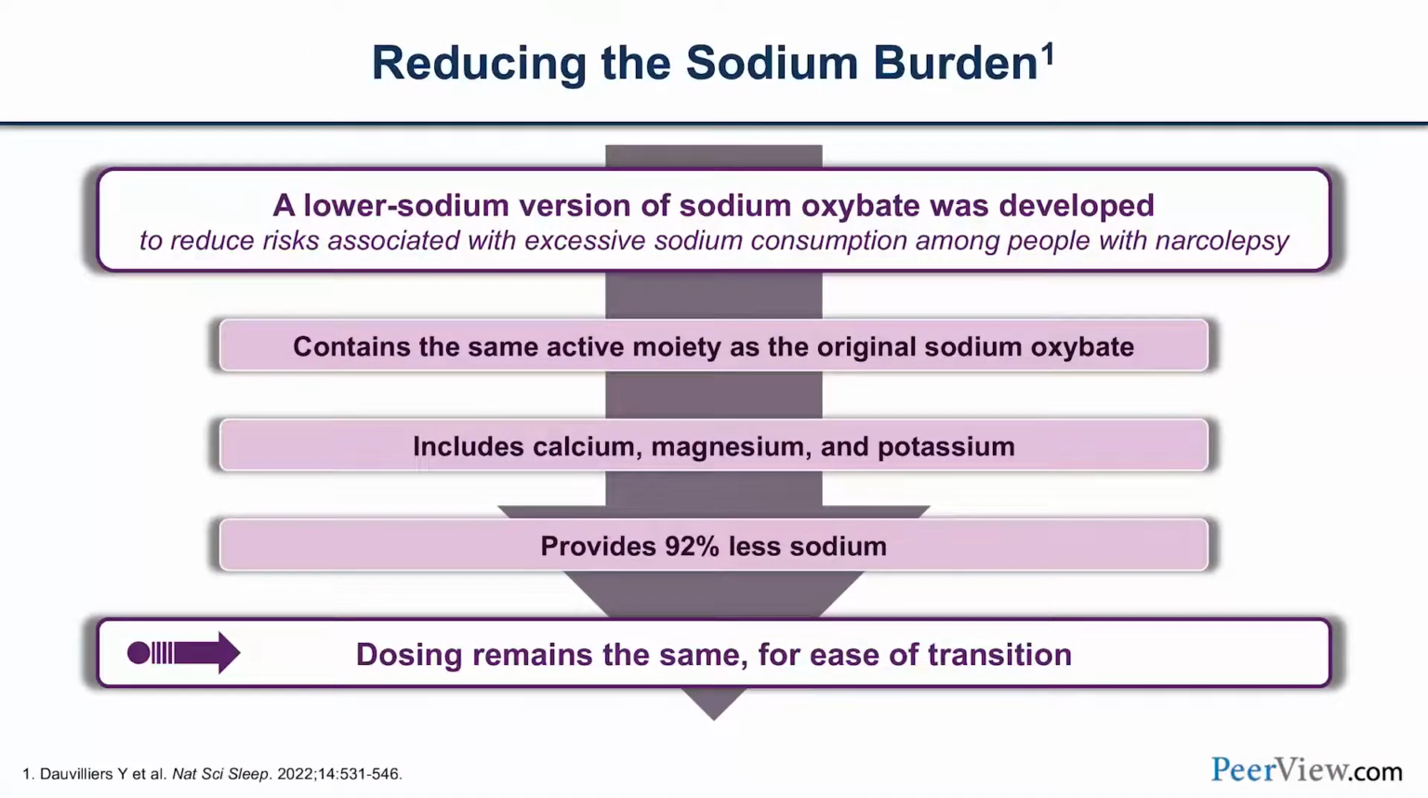So again, I talked to you about the sodium burden and these individuals, the comorbidities. I think those are all very important, but now we have a lower sodium oxybate. It's basically a calcium, magnesium, potassium, and sodium oxybate. It's the same active moiety, but it's metabolized to GHB in the brain. Your brain will make that, as I said before, but now it's 92% less sodium.